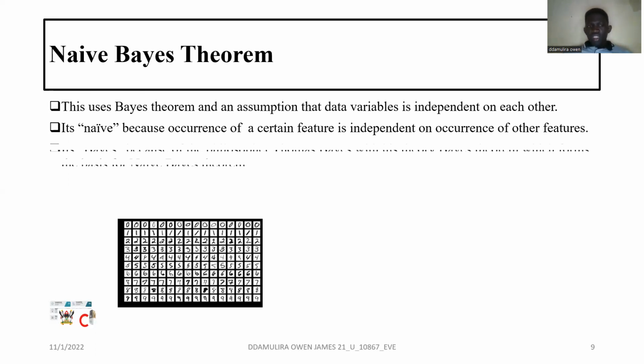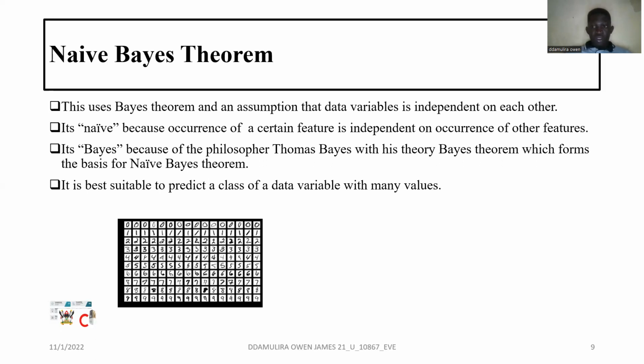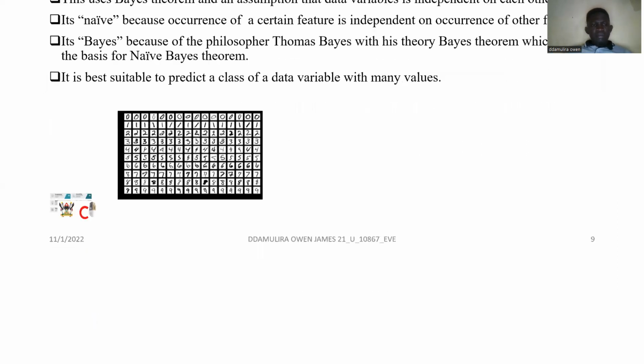It's called naive because it assumes the occurrence of a certain feature is independent of the occurrence of other features. Then it's called Bayes because of the philosopher Thomas Bayes, the man who made Bayes' theorem. So this forms the basis for naive Bayes, and it's suitable to predict the class of data with many values, with many features. I'm going to talk about the differences later.